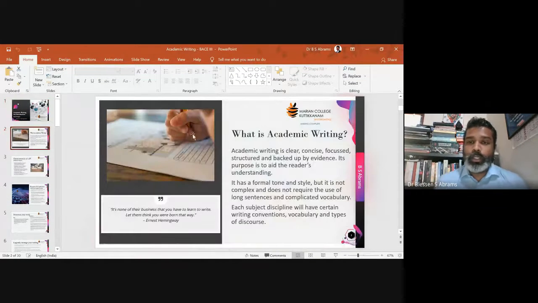So moving with the introduction, what is academic writing? Before that, you can see that there is a quotation from Ernest Hemingway. "It's none of their business that you have to learn to write. Let them think you were born that way." So it is none of others' business that you have to learn to write. It is your own business to create something that is useful for writing. So let the others think you were born that way.